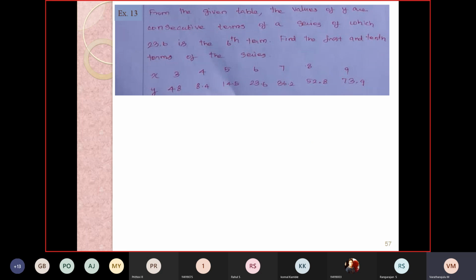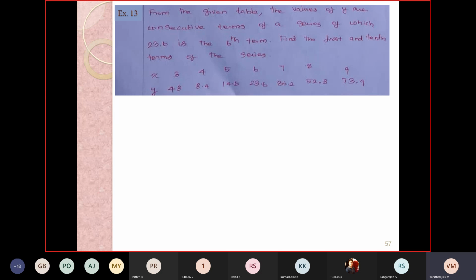Yes. Very good. This is for your practice, exercise number 13. From the given table, the values of y are consecutive terms of a series of which 23.6 is the sixth term. Here, see, this is the sixth term. Find the first and tenth term of the series. The sixth term is given in the running text only to confuse you, and that is not essential. What they are inquiring is to find the first and tenth term.